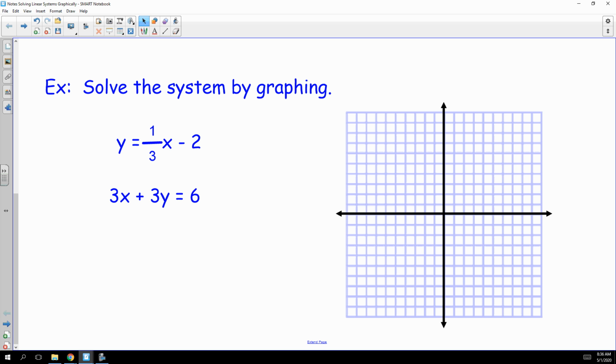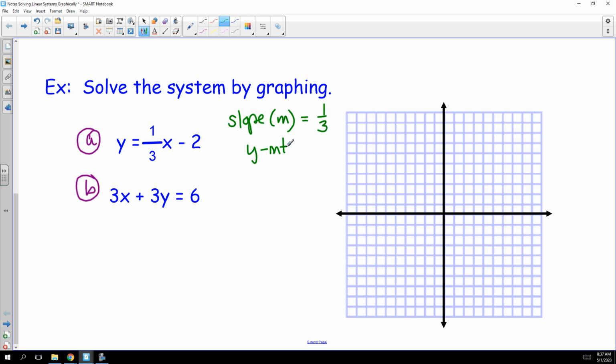Notice the first line, and I'm going to label these to make it a little bit easier. It might be useful to label each line as you work. The first line is already in slope-intercept form. The slope, remember that we identify that as the variable m, is 1/3, and the y-intercept is -2. I'm going to write that as an ordered pair. A lot of times students forget that that's a point on the line. Okay, so let's take it easy and graph that line.